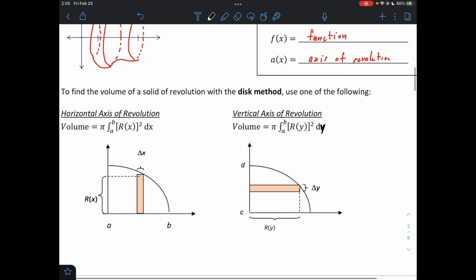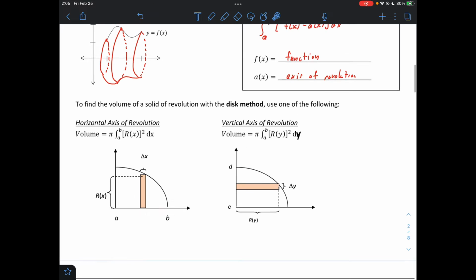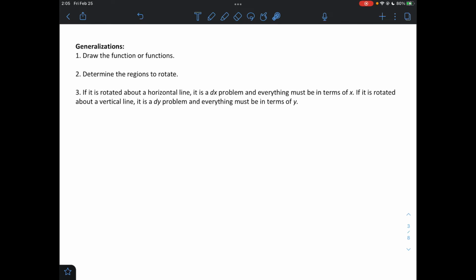So how do I know? When you draw a little rectangle in, if we're going to move that rectangle left and right to fill the whole shape up, that's a horizontal axis of revolution. That's a dx problem. If we're going to move that rectangle up and down, that's a dy problem. So a couple of generalizations before we take a look at our first problem. Draw the function or functions that we're going to revolve. Determine the regions to rotate. And then if it's, like we talked about, rotate around a horizontal line, it's dx, and everything must be in terms of x. If it's about a vertical line, it's dy, and everything must be in terms of y.